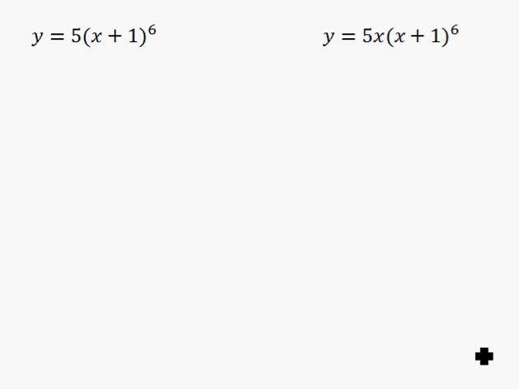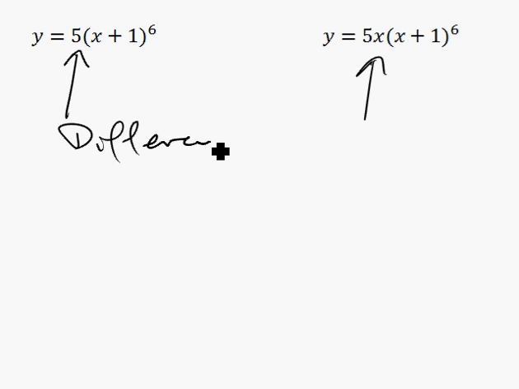So what we have here is two equations. They look very similar. Take a look at this one. This one here has a 5 times (x plus 1) to the power 6. This one here has a 5x times (x plus 1) to the power 6. Now let's say we want to differentiate both of them. We want to do differentiation.